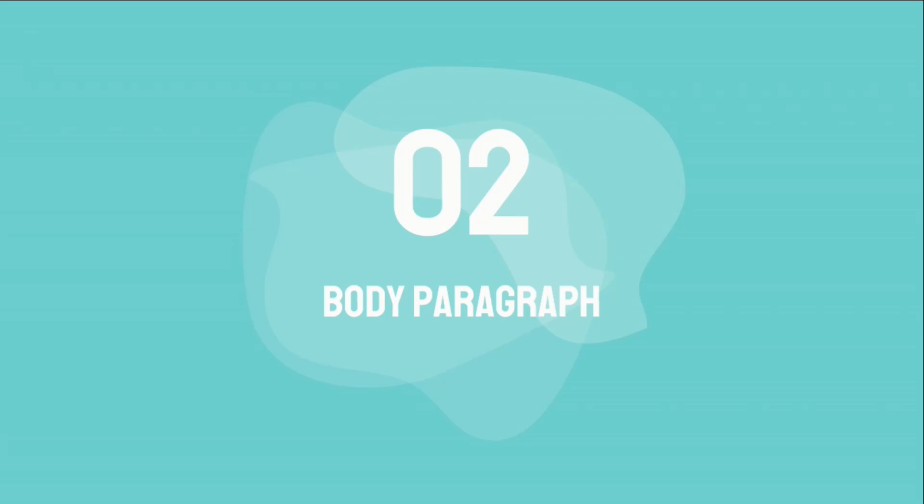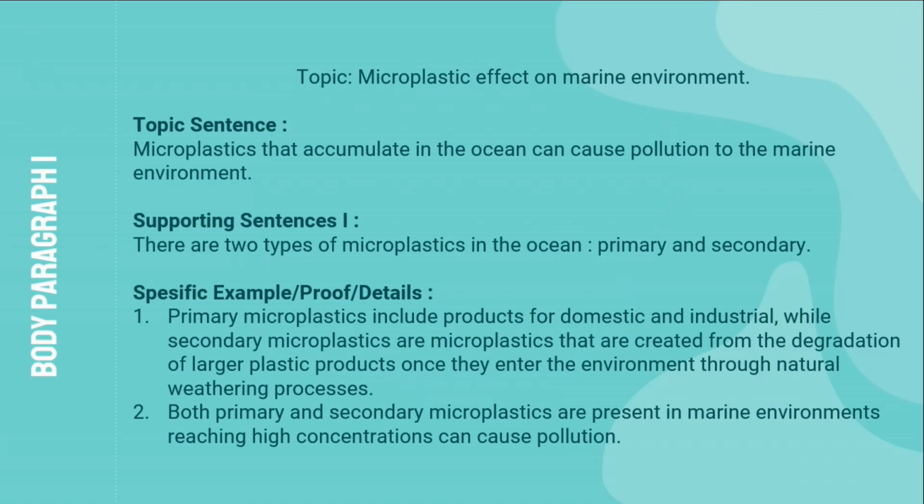There are 3 body paragraphs in this essay. Each supporting paragraph develops only one point about the effect of microplastic. Body paragraph 1 discusses the effect of microplastic in the marine environment. The second body paragraph discusses the effect of microplastic on marine biota. And the last body paragraph discusses the effect of microplastic on human health. And for now, let us discuss the first body paragraph.